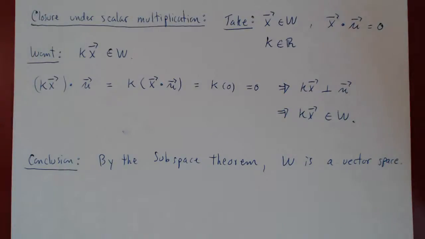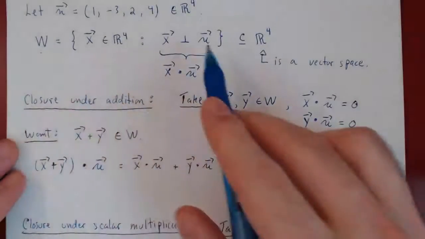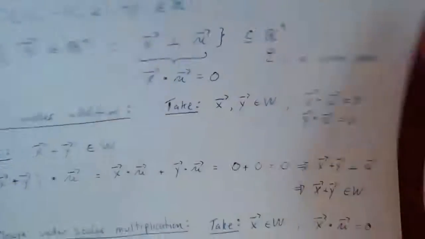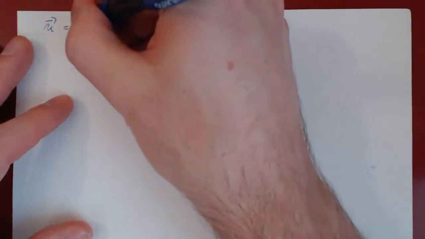Now let's just find a basis of our vector space. We know that this is a vector space. Let's find a basis for it and its dimension. And as always, whenever you look for a basis of a vector space, you have to describe the elements of the space explicitly. So let's just rewrite what we have. We have the vector u, which is the vector 1, negative 3, 2, 4.